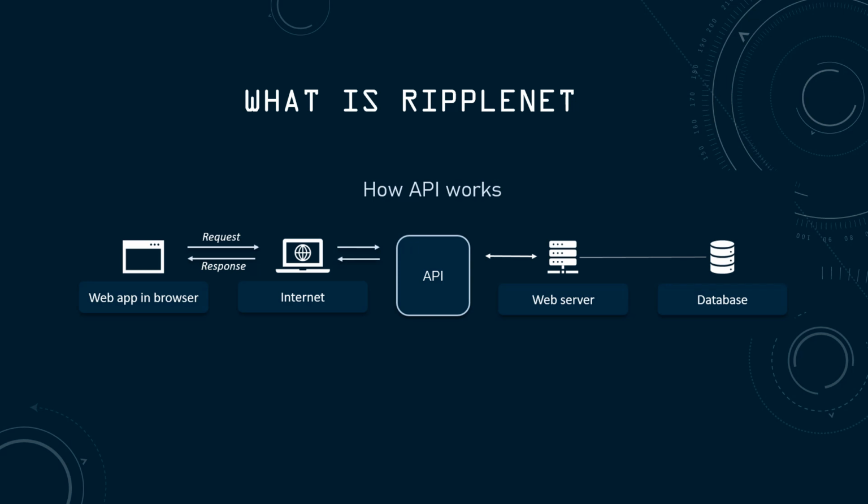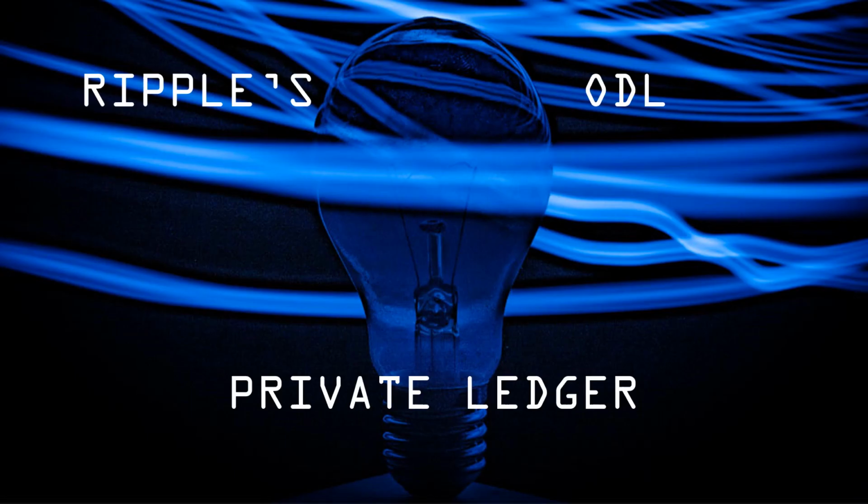What is Ripplenet? Ripplenet is a messaging platform that makes use of XRP via a single API, application programming interface. Just think of it as a connection between computers. This is carried out over a private ledger, used in Ripplenet's ODL. Why use a private ledger? Simple, so that the privacy of banks can be maintained.